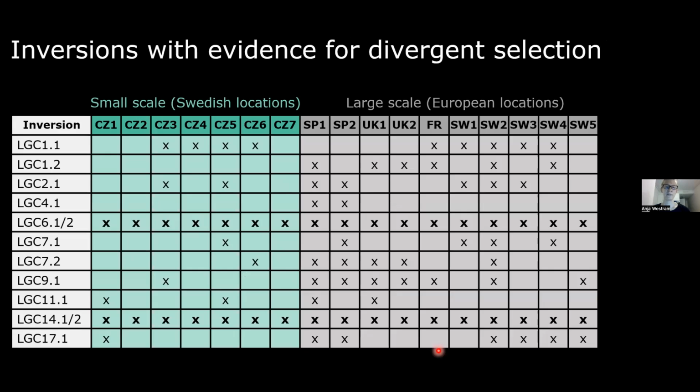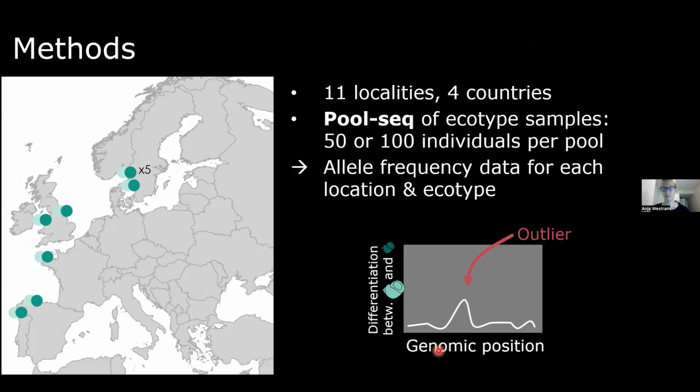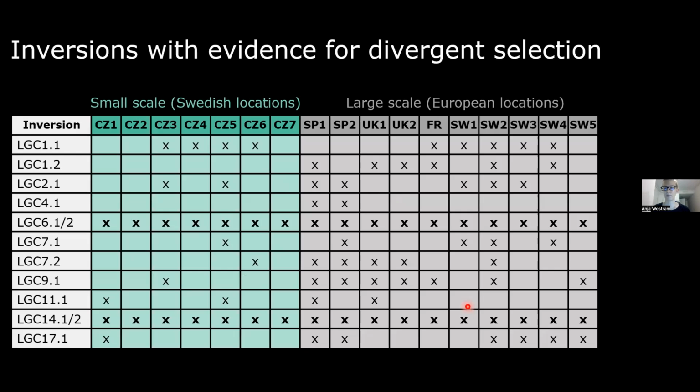And then if we look at the inversions, we can again ask which of the inversions are statistically enriched for such outliers, so highly differentiated SNPs between the crab and the wave ecotype. That means which inversions are potentially affected by divergent selection between ecotypes. I'm just adding that to this table here. So here is the part that we've seen before for the small scale, and now I'm adding the information on the large scale for all the different locations that we have sampled across Europe.